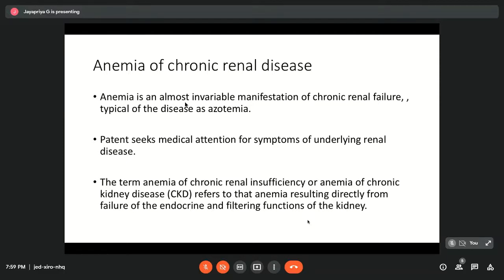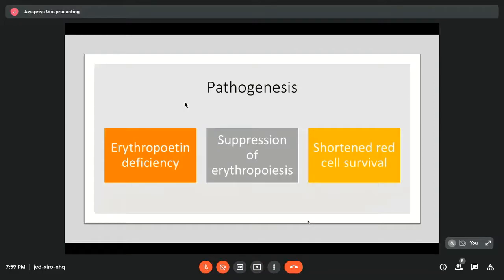And when we say anemia of chronic renal disease, we indicate the anemia that results directly from the failure of the kidney, directly from the failure of the endocrine or filtering function of the kidney, because patients with kidney disease can also develop other forms of anemia, which I will be telling about. So when you say it is anemia of chronic kidney disease, we are saying that the anemia is resulting directly because of the failure of the kidney.